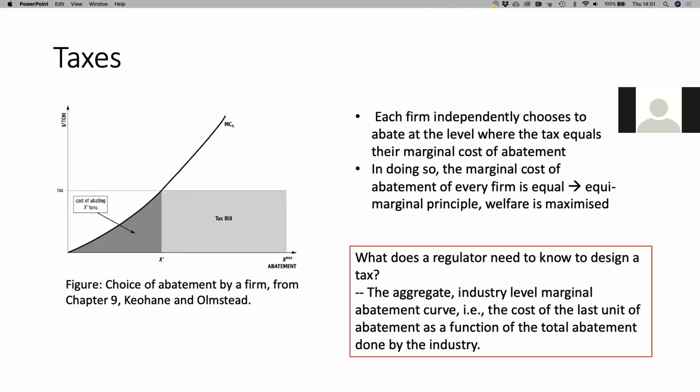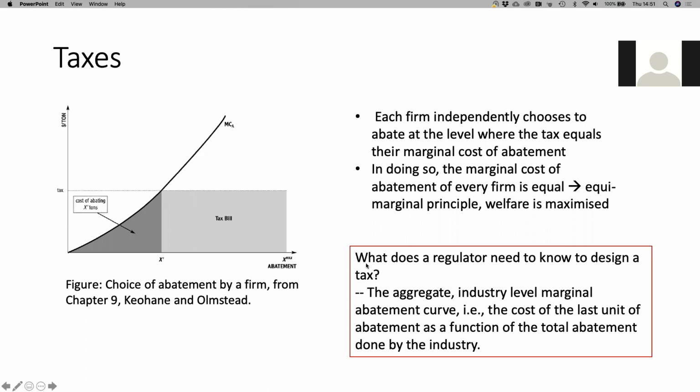So that is the idea behind how each firm changes its behavior. Each firm is better off abating up to the point where the cost of abatement for him equals the tax. Beyond that, it doesn't make sense for him to abate more, because the cost of abatement is higher than what he is required to pay for the amount he is abating, right?